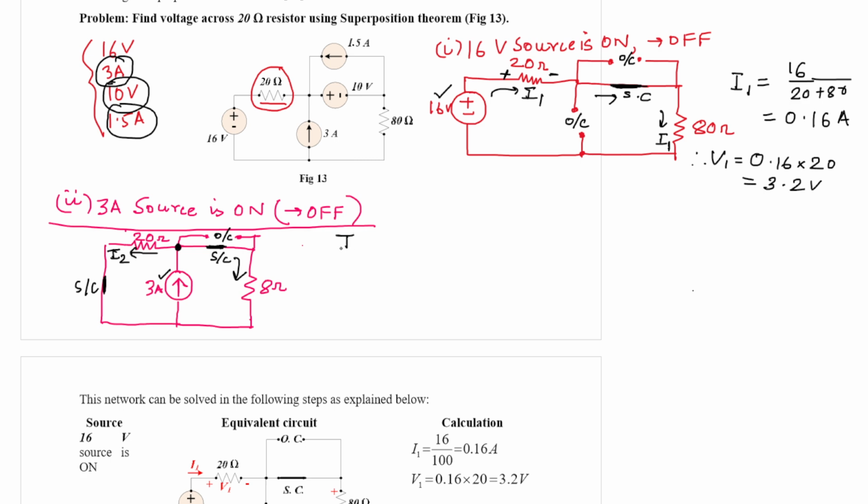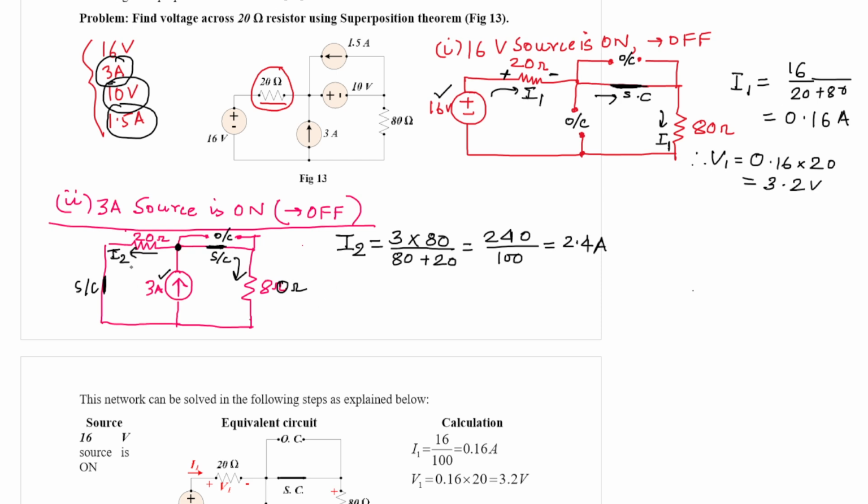So we can write the value of I2 by using the current division rule, that is total current, which is 3, into resistance of the other branch, which is 80 ohm, divided by summation of both, so 80 plus 20. So it should be 240 by 100. So it will be 2.4 ampere.